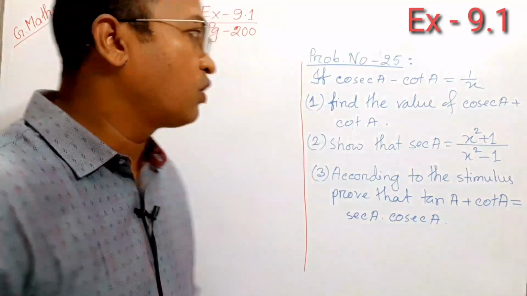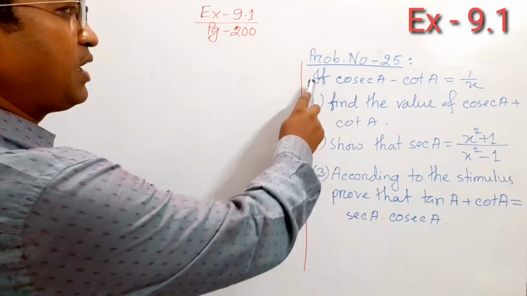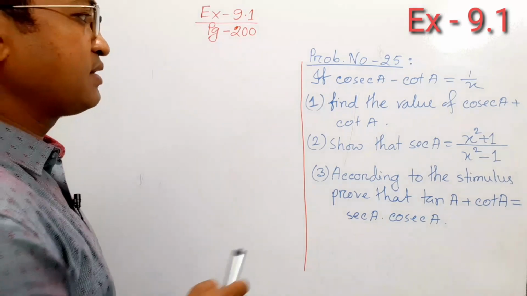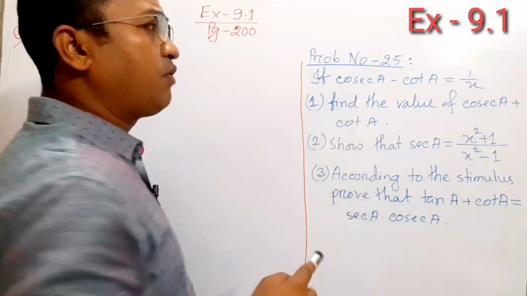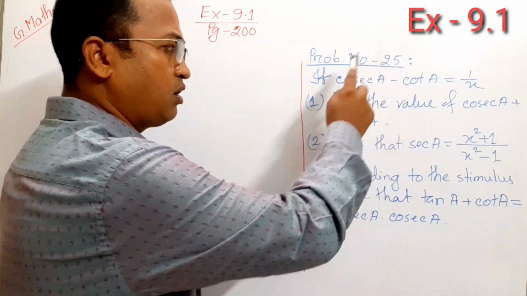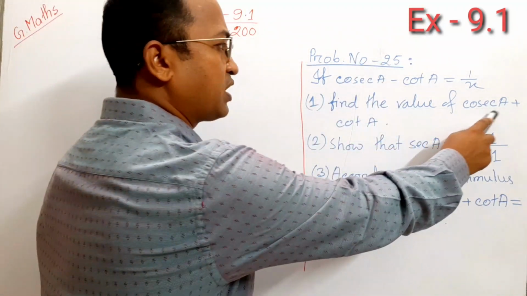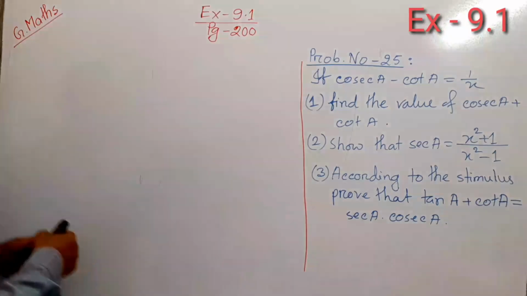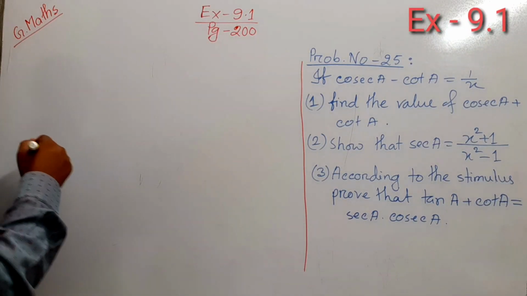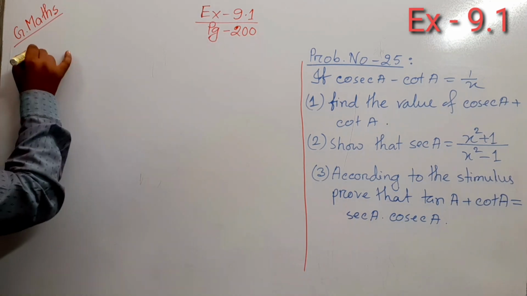Now look at the board. Problem number 25: if cosec A minus cot A equals 1 by x, find the value of cosec A plus cot A. It is given cosec A minus cot A. We will find out the value of cosec A plus cot A. So at first I want to solve question number 1 of problem number 25.